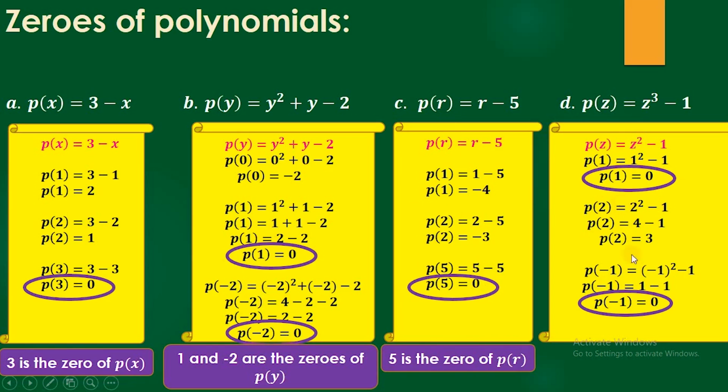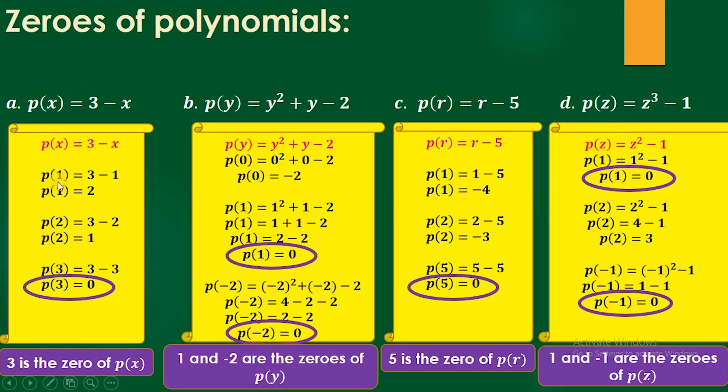And in the fourth example, we have 1 and minus 1. 1 and minus 1 are the zeros of p of z, because instead of z, if I put 1, the given polynomial becomes 0, and instead of z, if I put minus 1, again it becomes 0. Therefore, the zeros of the polynomial means the value of the variable at which the given polynomial becomes 0 is called the zeros of the polynomial.